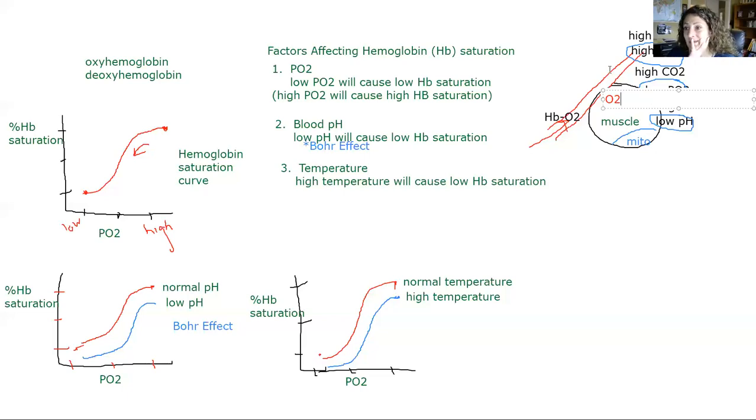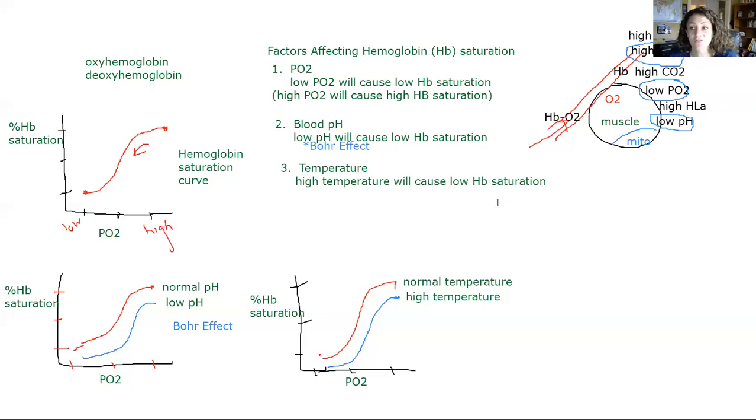Okay, then the hemoglobin will be here. Now it's deoxyhemoglobin. It has low saturation. It's released its oxygen. Okay, that's exactly what we wanted to happen. So these conditions at the exercising muscle convinced the hemoglobin to leave its oxygen behind. Okay, but it just left it right there.